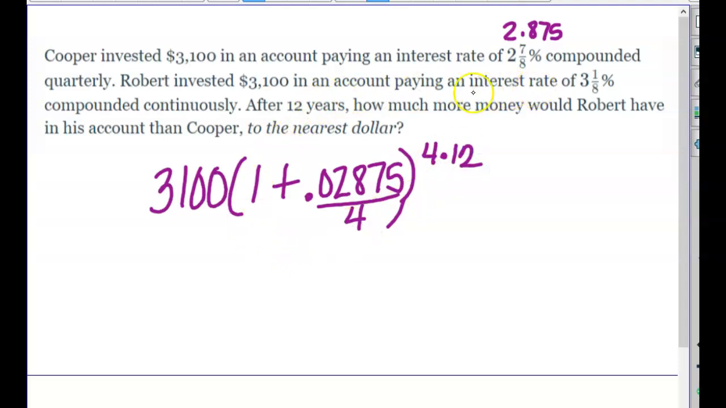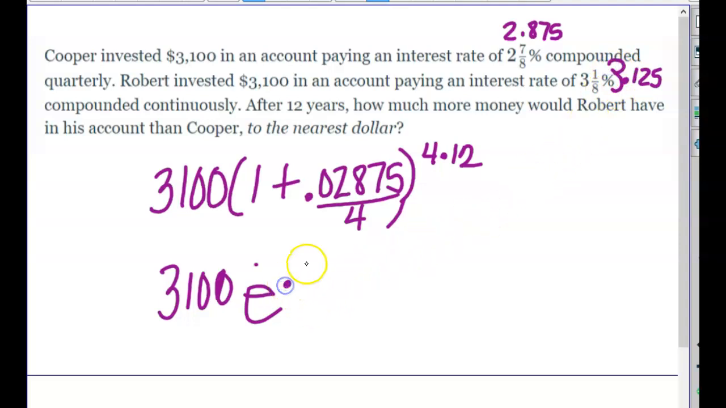And then it says, Robert invested $3,100 in an account earning 3 1/8 compounded continuously. 1/8 is 0.125. So this is 3.125. And it's continuous, so we need 0.03125 for 12 years. And then it says, how much more money would Robert have than Cooper? So we need to subtract. Now, if you subtract in the order that I wrote them, you're going to get a negative number because it was supposed to be Robert minus Cooper. And then it says to the nearest dollar when you're all done.